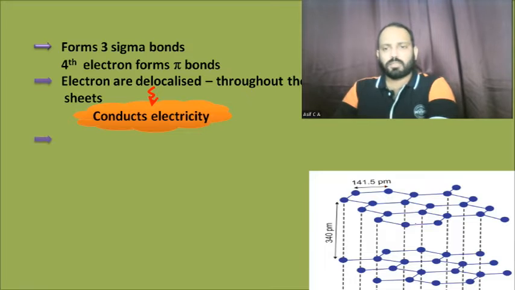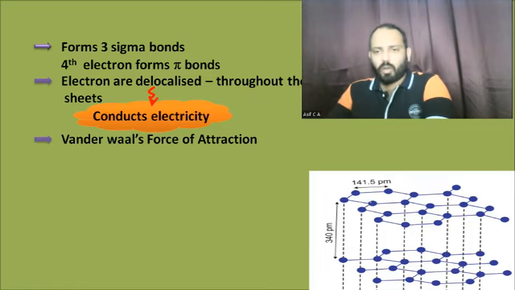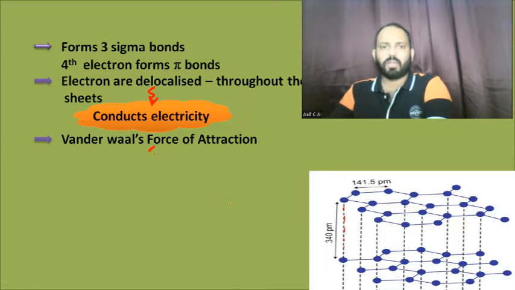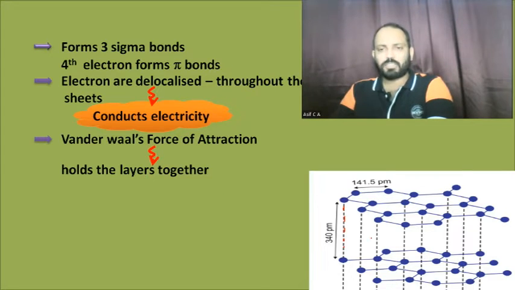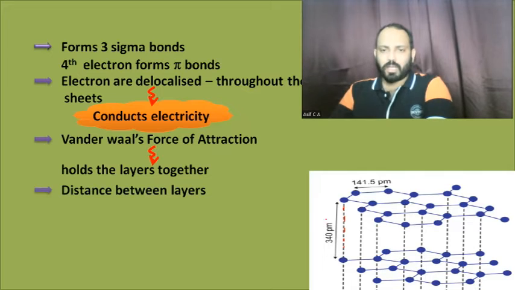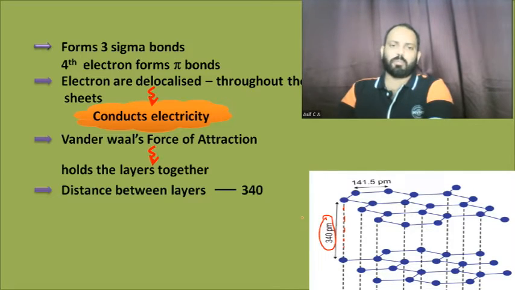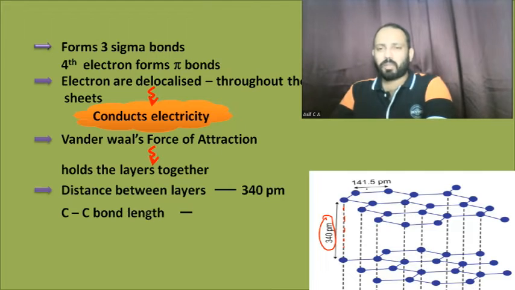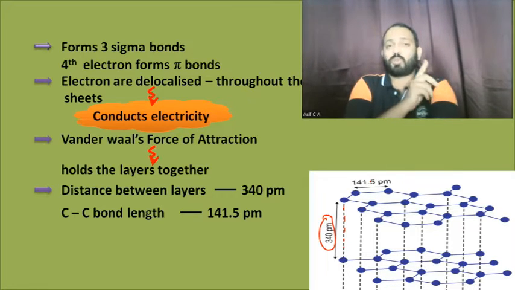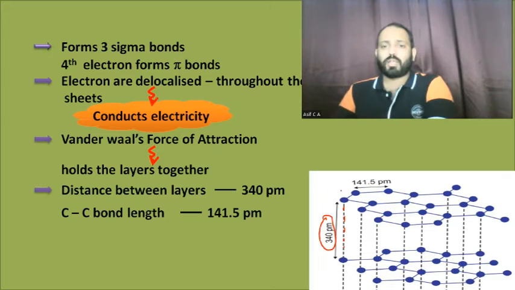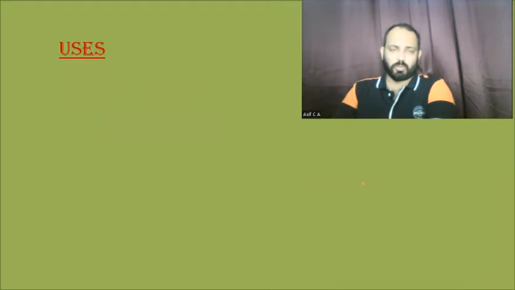Now look at that. This is the structure, layer by layer structure. Each layer is joined with the next, and these are joined together by van der Waals force of attraction. Van der Waals force of attraction holds these layers together. Distance between the layers, as we have said, is 340 picometer, and distance between two carbon atoms is 141.5 picometer. In diamond it was 154 picometer single bond, but in graphite the carbon bond length is 141.5 picometer.